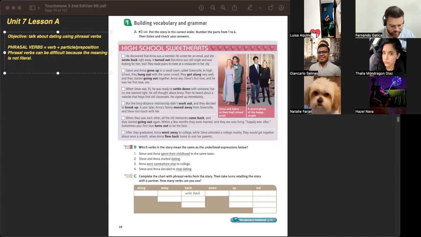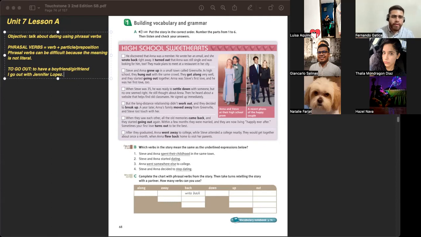For example, to go out. Yes, go out puede ser salir, but it can also be to have a boyfriend or to have a girlfriend. For example, if I say, I go out with Jennifer Lopez, I can say, Jennifer Lopez is my girlfriend. I go out with Mark Anthony. Mark Anthony is my boyfriend.